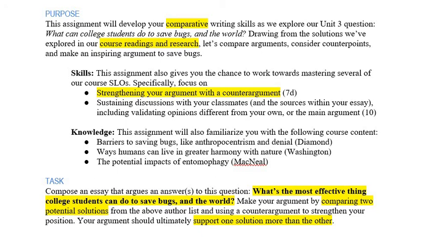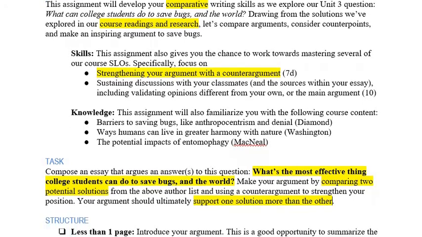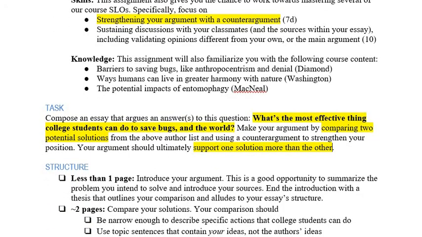And then lastly, down here for task, I think this is where the main prompt truly comes forward. This professor has put it in bold, which emphasizes it in the document. We see what's the most effective thing college students can do to save bugs and the world. So that right there shows us what we're going to be writing about. And as we can see, we already know we're writing a comparative argument, and it looks like our focusing, overarching question is, what is the most effective thing we can do to save bugs in the world?